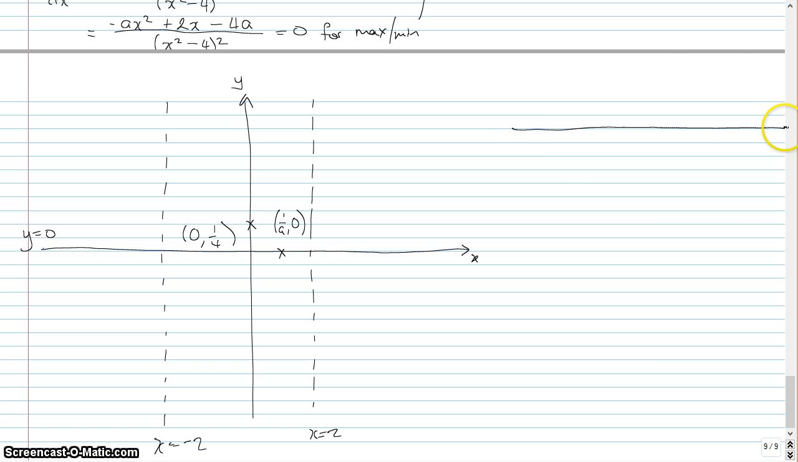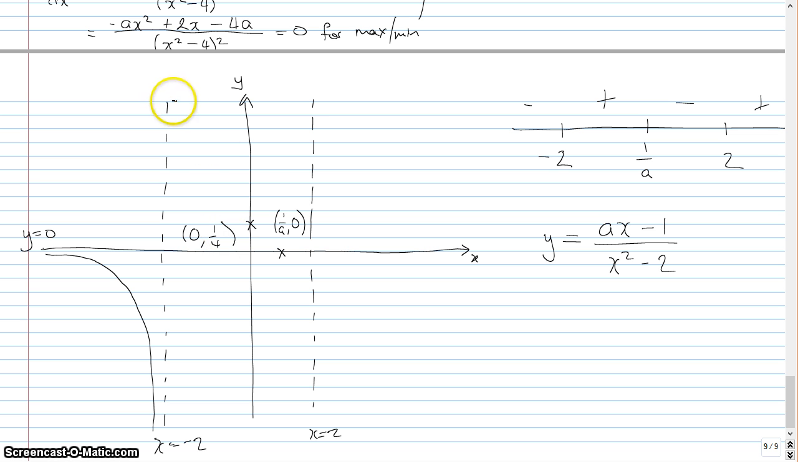So if I look at my critical points, I've got minus 2, 1/a, 2. So for something less than minus 2, the whole thing will be negative. Between minus 2 and 1/a, I would get y equals (ax minus 1) over (x squared minus 4). x squared minus 4 would be negative, ax minus 1 would be negative, the whole thing would be positive. Between 1/a and 2, the whole thing would be negative, and beyond 2 positive. So my graph is, again, I've looked at sort of what the answer should be, so I've got some idea. The graph should look something like this.